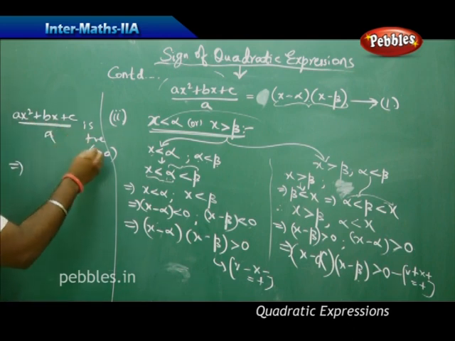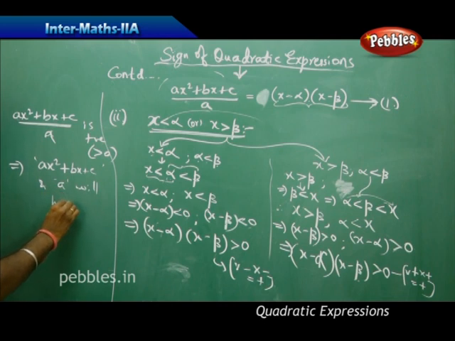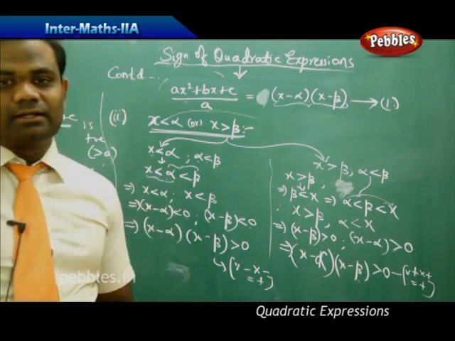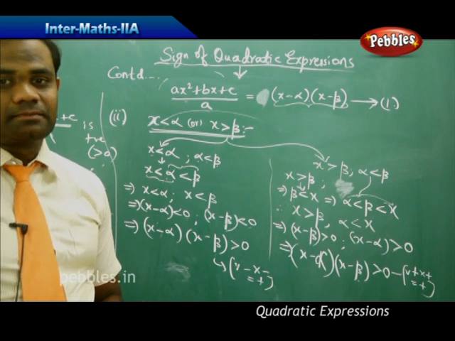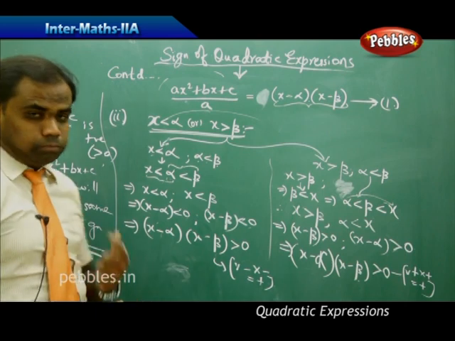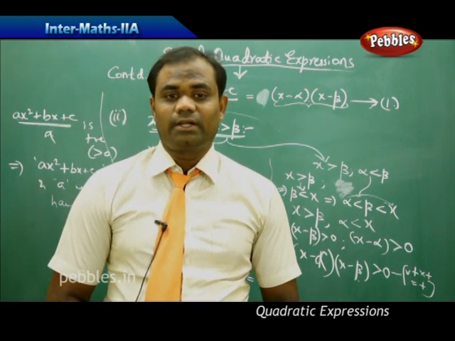The possibility of this being positive implies that the expression and a will have the same sign, is how we understand the quadratic expressions with change of signs. So therefore, for case 2 they have the same sign and for case 1 they have opposite signs, is how we understand.